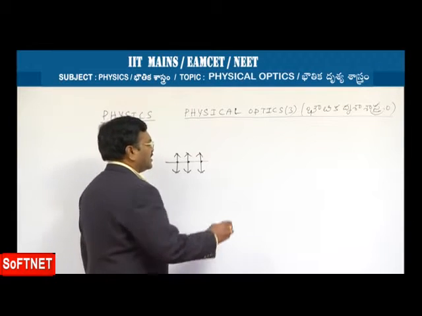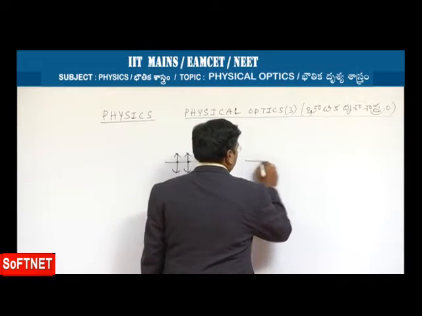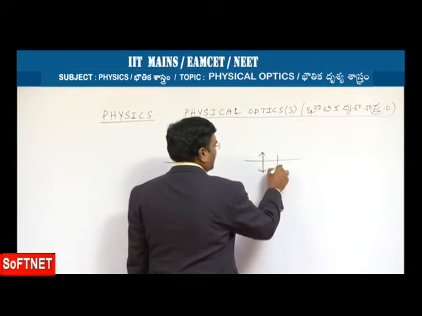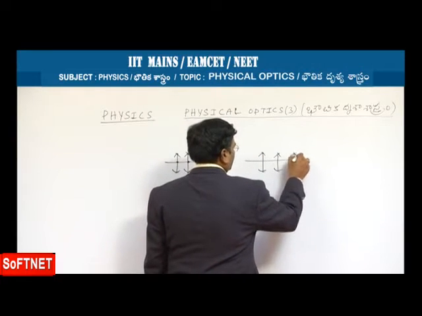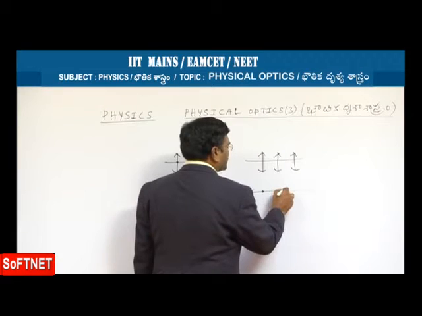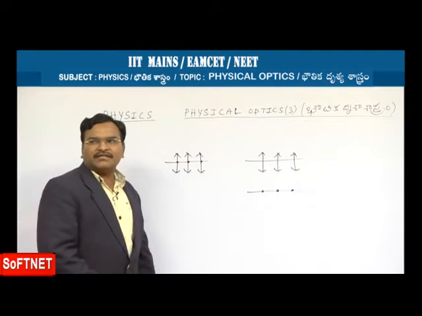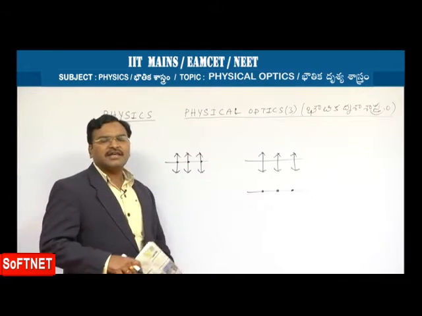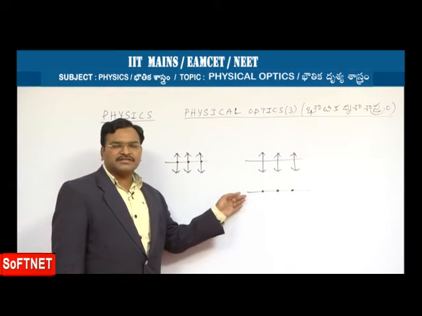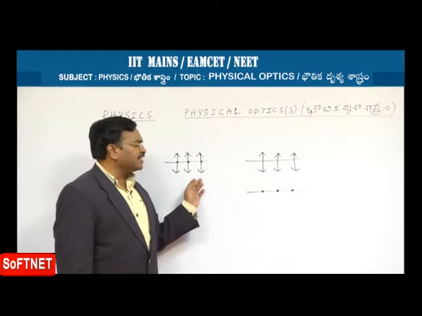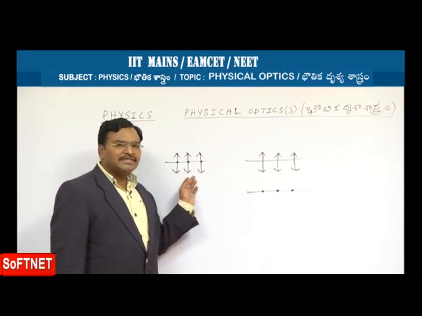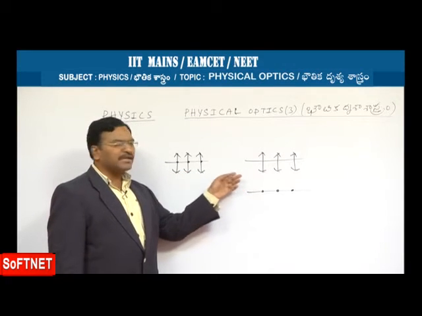Restricting. Here we divide like this: arrow components and dot components. This is polarized light. Here the electric field vector vibrates parallel to the plane of incidence and perpendicular to the plane of incidence. We are restricting. Here, unpolarized light means what? It is a combination of two components.